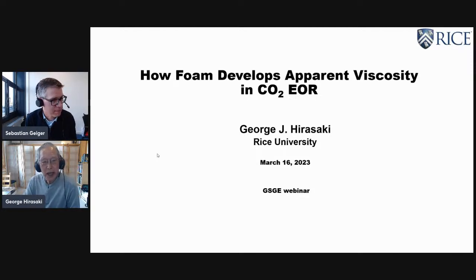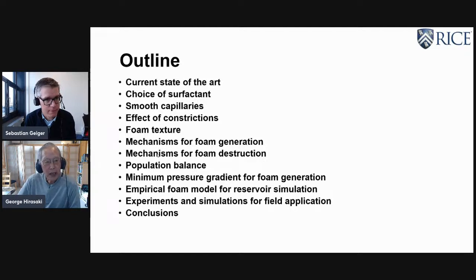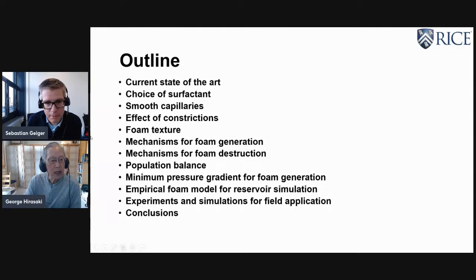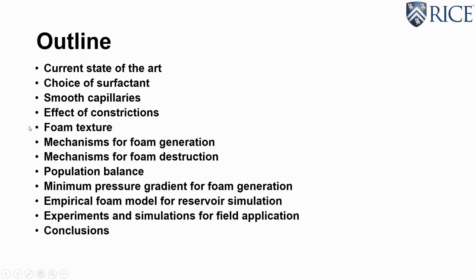So the title of the presentation is How Foam Develops Apparent Viscosity in CO2 Enhanced Oil Recovery. This is the outline of the presentation. I'll first talk about the current state of the art, choice of surfactants, the results in smooth capillaries, effective constrictions, what we mean by foam texture, mechanisms of foam generation, and mechanisms for foam destruction. Then we'll talk about the population balance, which has to do with the balance of foam generation and destruction as well as convection. Then we'll discuss the minimum pressure gradient for foam generation, empirical foam models for reservoir simulation, and experiments and simulations for field applications. And then we'll have the conclusions.